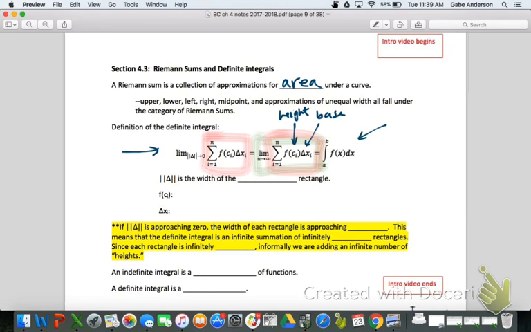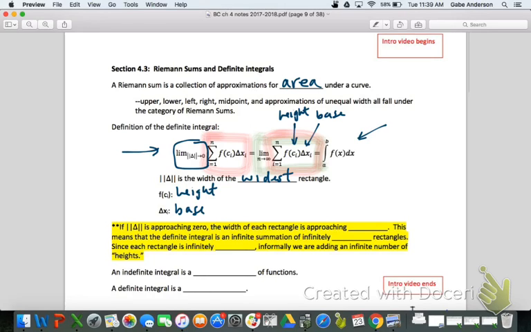The triangle with the double absolute value looking thing is the width of the widest rectangle. And of course, f of c is still the height, and delta x is still the base. But let's go back to what this limit means. That limit is basically saying that the width of the widest rectangle, also known as the norm of the interval, is going towards 0. So if the width of the widest rectangle is heading towards 0, then wouldn't all the other rectangles have to be approaching a width of 0 as well?